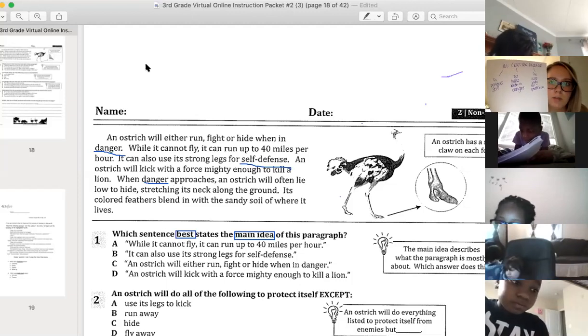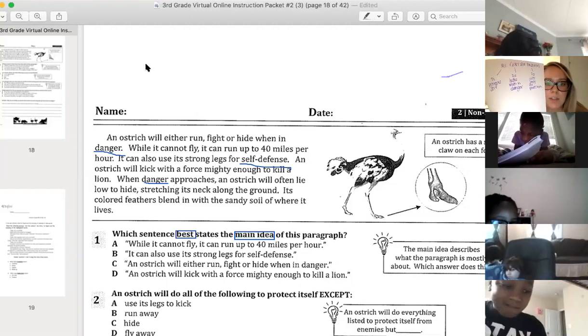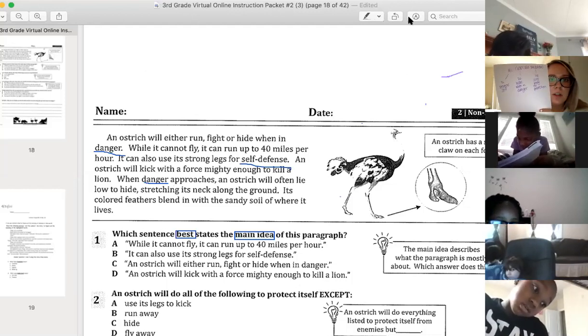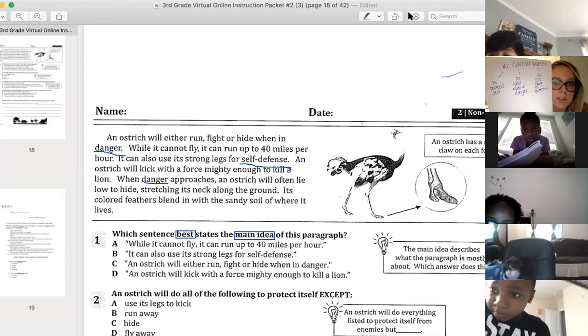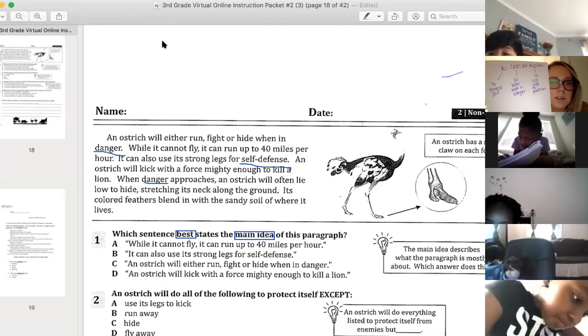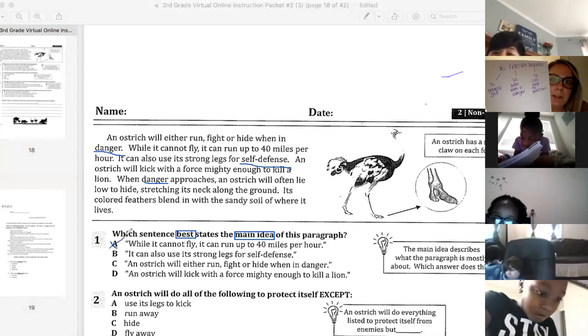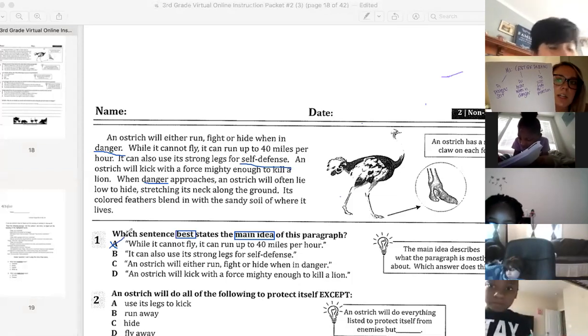I'm just holding this right now so you can all copy it down like it's the board. C says an ostrich will either run, fight, or hide when in danger. Okay, well, I know that's a possible answer because it is talking all about protection in our paragraph. Or an ostrich will kick with force mighty enough to kill a lion. Okay, so again, I know that not being able to fly doesn't have to do with protection, because typically birds will fly away if they need to be protected. Like for example, when I'm walking my dog and I approach a bird that can fly, it'll start running and then fly away so it doesn't get hurt.